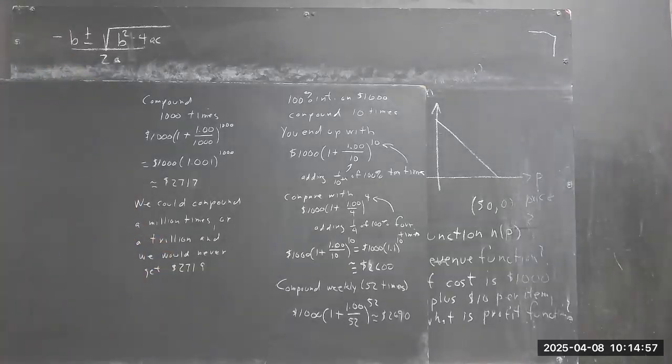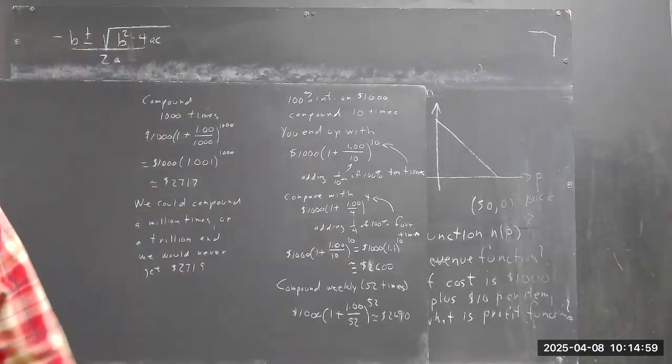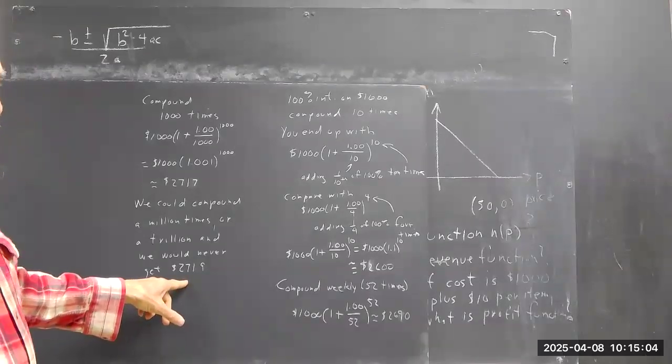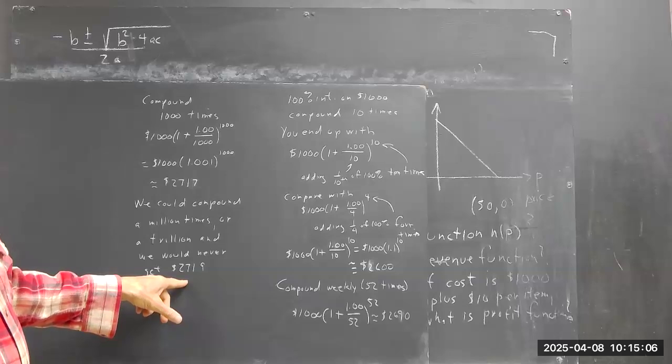If we compound 1,000,000 times or 1,000,000,000 or any number of times we want to, we'll never get to 2719.